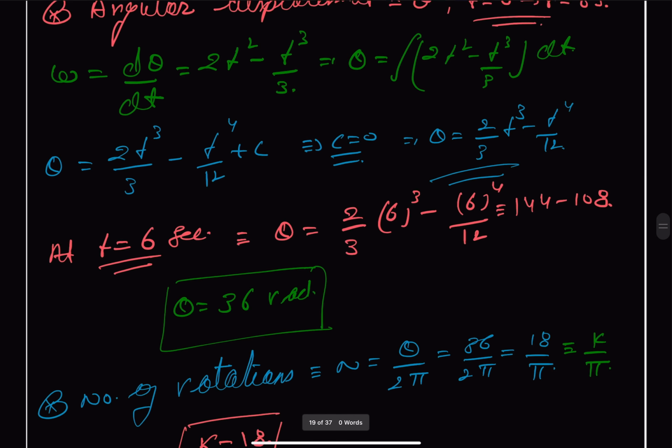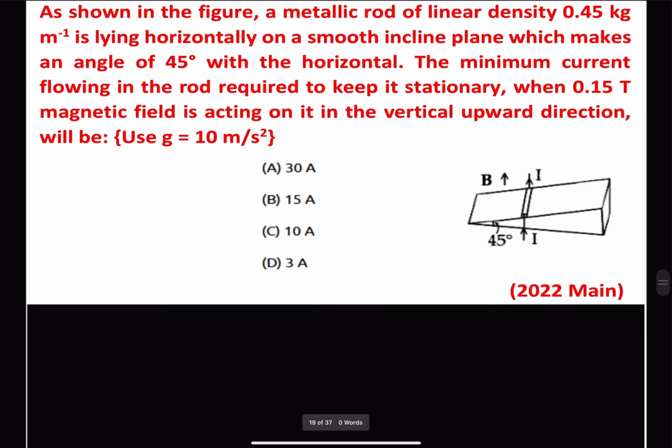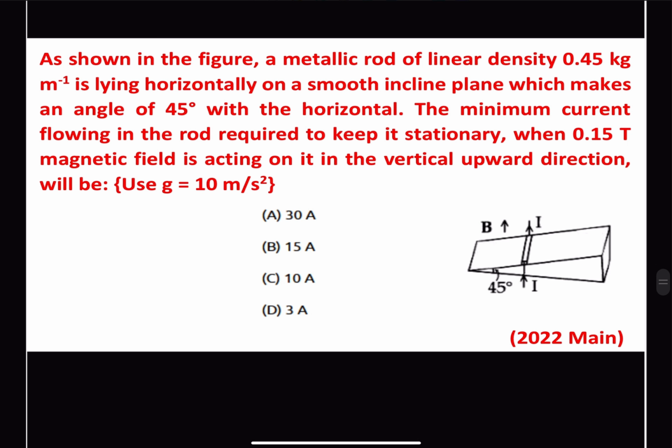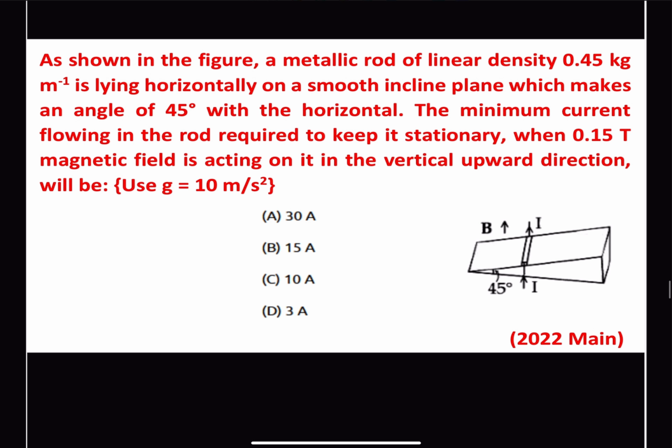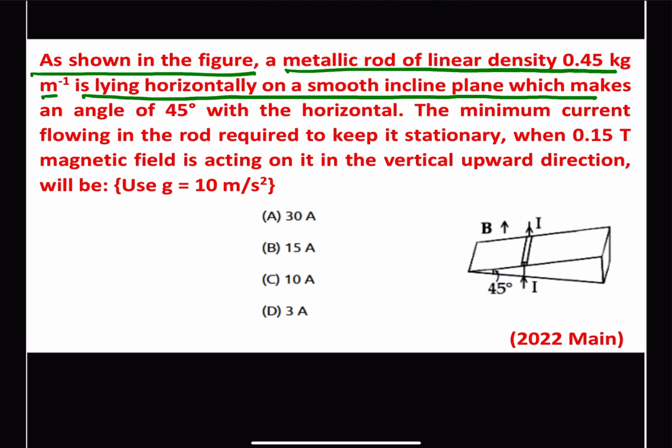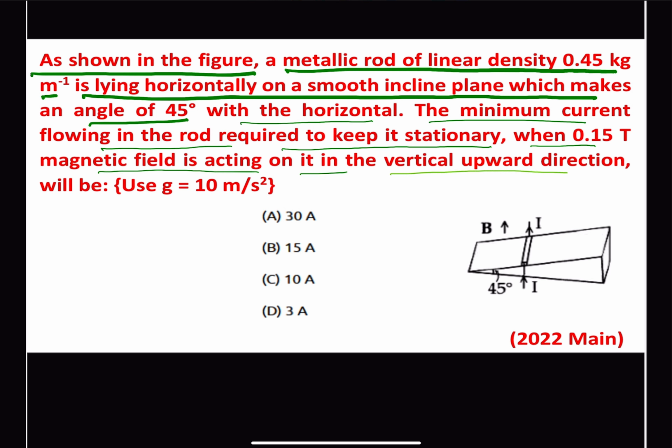Next question. It states that as shown in the figure, a metallic rod of linear density 0.45 kg per meter is lying horizontal on a smooth inclined plane which makes an angle of 45 with the horizontal. The minimum current flowing in the rod required to keep it stationary when 0.15 Tesla magnetic field is acting on it in a vertical upward direction will be. So we have to find the current in the rod.